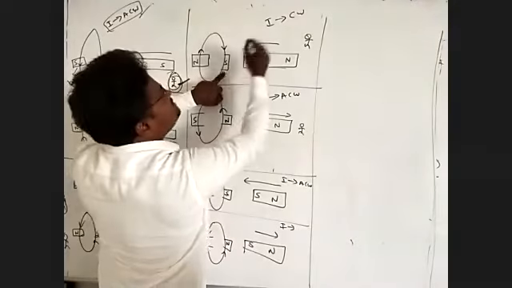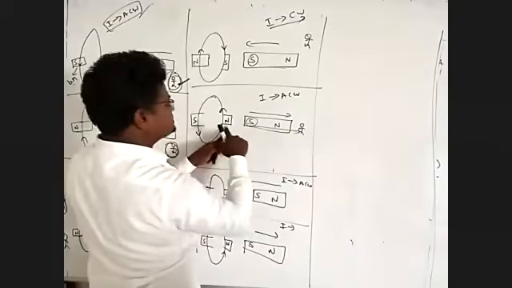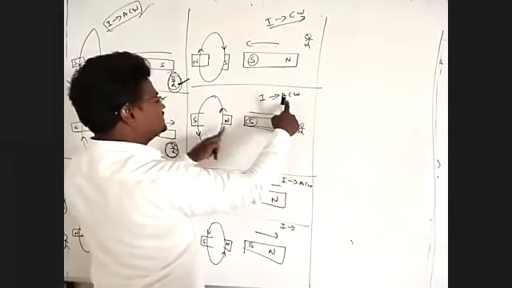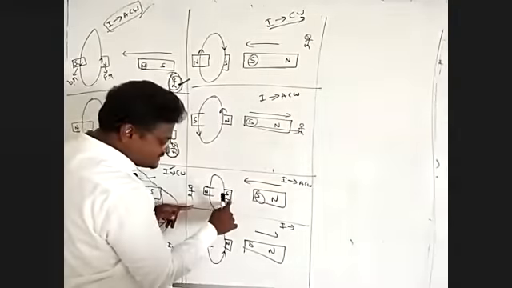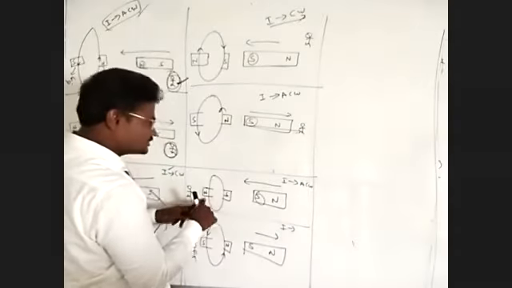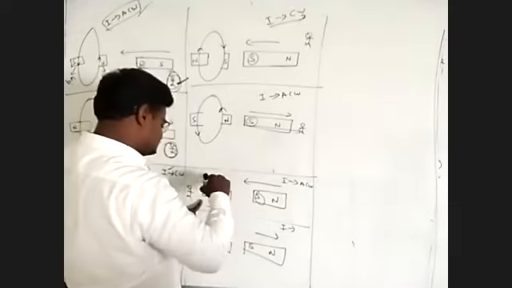South pole means clockwise. Now, the south pole of the magnet is moving away, which means this is north and this is south. The observer is standing here, so anti-clockwise direction. When the south pole of the magnet is moving towards the direction, this acts as south and this acts as north. North means anti-clockwise direction.